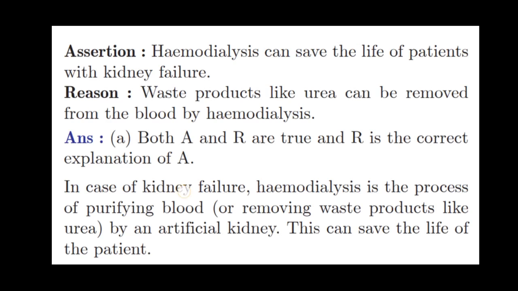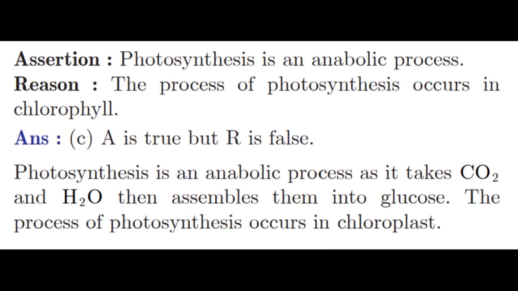And moving to the next. Assertion: photosynthesis is an anabolic process. Reason: the process of photosynthesis occurs in chlorophyll. Answer is, assertion is true, but reason is false. What have they said? Photosynthesis is an anabolic process.